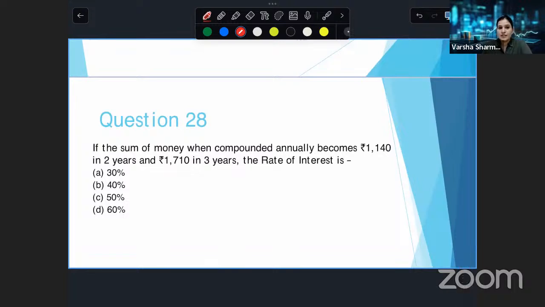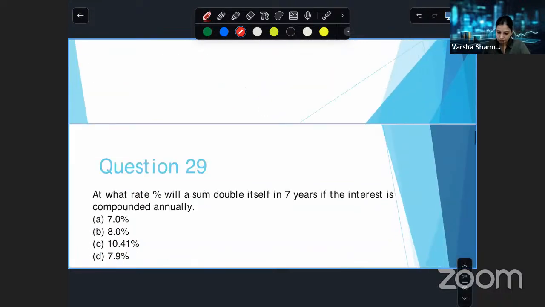28. If a sum of money when compounded annually becomes rupees 1,140 in 2 years and 1,710 in 3 years, then find the rate. First of all, compound interest is 570. That's my compound interest. Now this is calculated on the previous year's amount into 100. 50%.